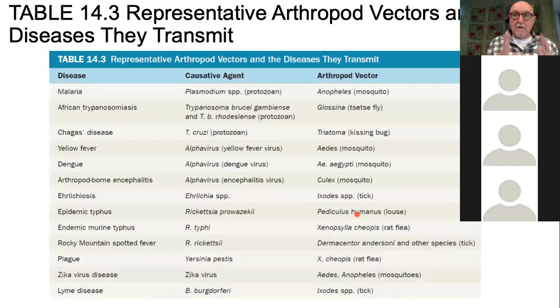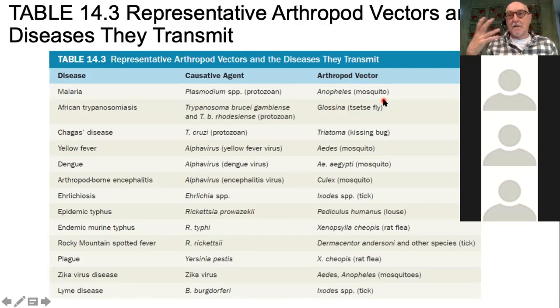Okay, but here are the really important vector-borne diseases that we need to think about. We won't do them all, but please look through the whole list and read through it. But I'll just do a couple of the really important ones for you. First of all, by far the most important vector-borne disease worldwide is malaria. Malaria still kills millions of people a year, especially infants. And it is transmitted by one genus of mosquito, which is Anopheles.